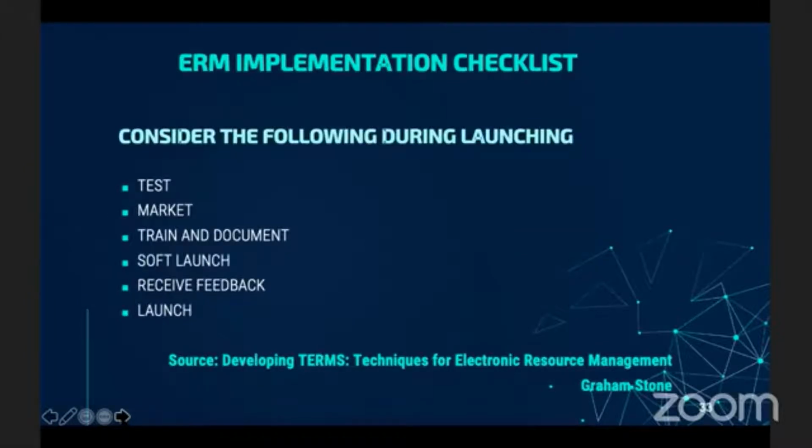Now, before you launch, consider the following during the launch. This is one of the areas which Graham Stone, in his technique for electronic resource management, provides. This is a 6-point reminder for launching an electronic resource. He talks about testing, marketing, training, soft launching, getting feedback, and then the final launch. Testing can be done with the librarians, but marketing and training has to be done in conjunction with the publisher and other relevant stakeholders.